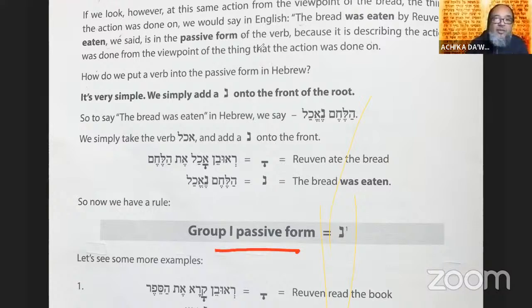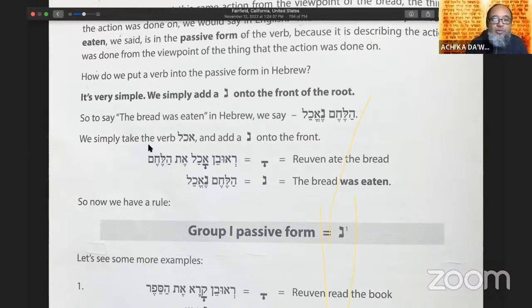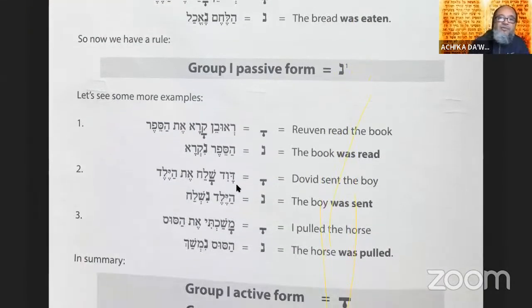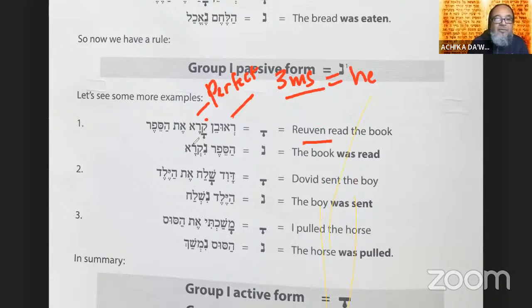So now they're going to tell us, how do you handle this now that you're in group 1 passive form? Look at our examples. Very, very simple. Reuven, he read. It doesn't say he right here, but in your lesson it will tell you he read, because it's a 3-letter, and 3-letter means perfect. And if it's perfect, then it's third person masculine singular. It means he. It lets you know I'm talking about Reuven. So the verb, listen carefully, the action and the way it's written has to match the identity and the gender of the subject.